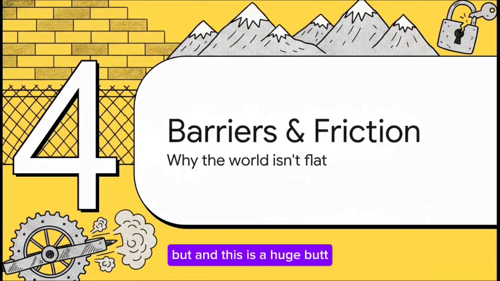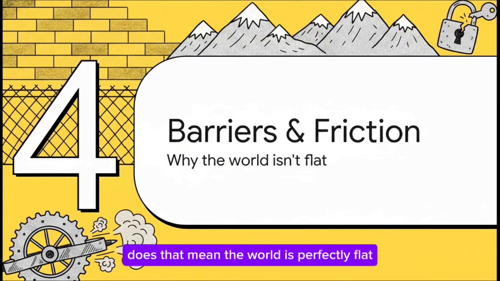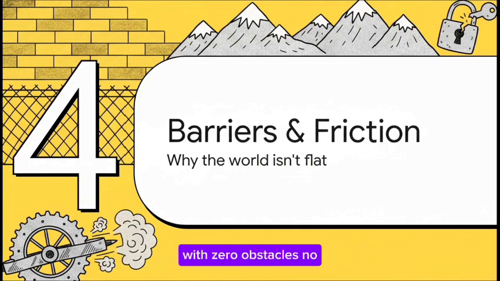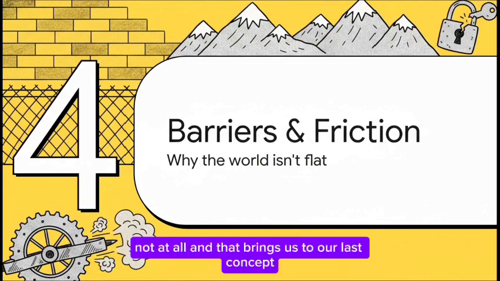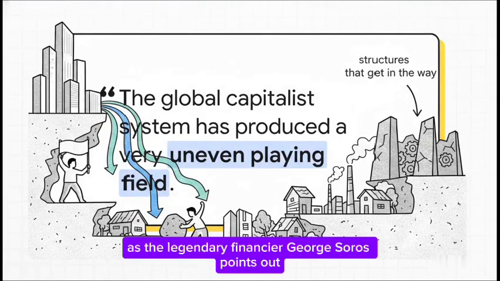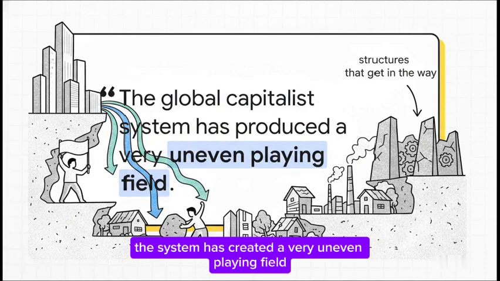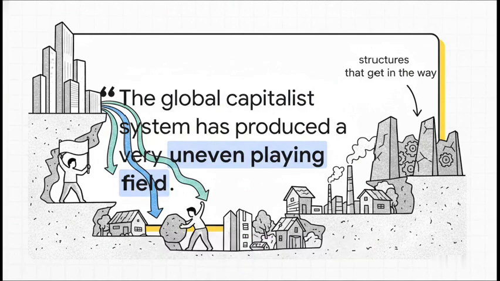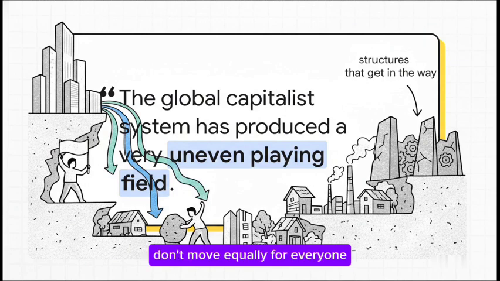But, and this is a huge but, we have to add a layer of nuance here. If everything is liquid and weightless, does that mean the world is perfectly flat, with zero obstacles? No, not at all. And that brings us to our last concept, barriers, breaks, and friction. As the legendary financier George Soros points out, the system has created a very uneven playing field. The flows of globalization don't move equally for everyone or in every direction. There are still structures that get in the way.